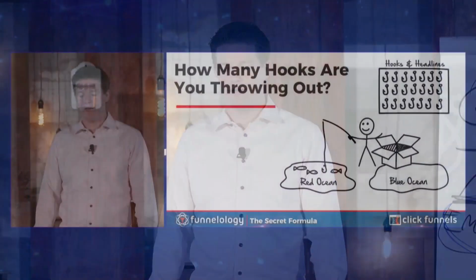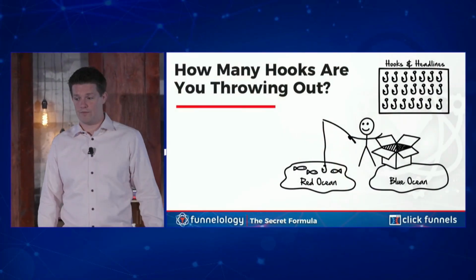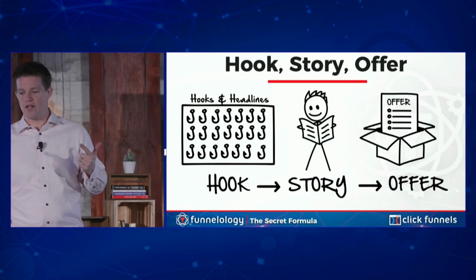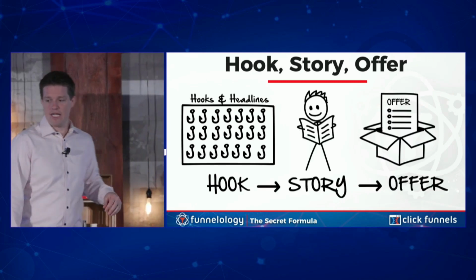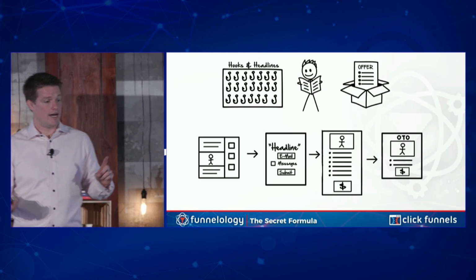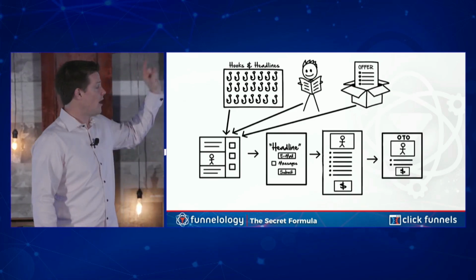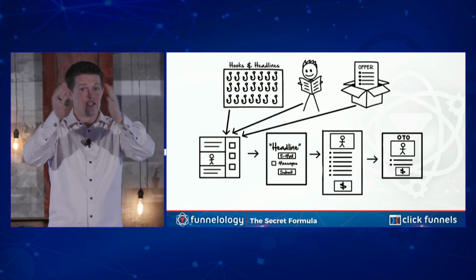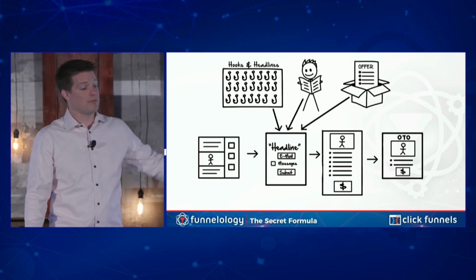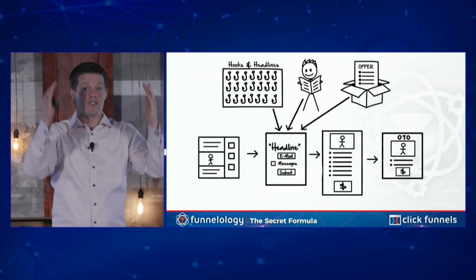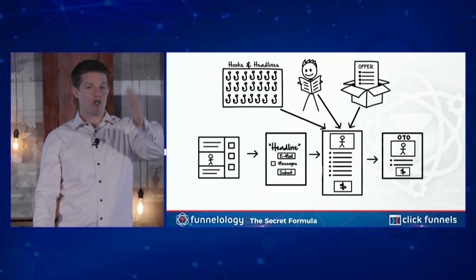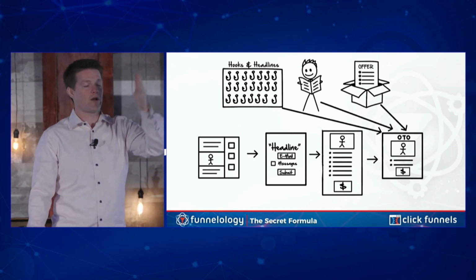Okay? So my question for you is, how many hooks are you throwing out? My guess is you need to throw out a whole bunch more. Okay? All right, so hook, story, and offer. That is the bait section here in the secret formula. Now remember, with hook, story, offer, every single page in your funnel has a hook, story, and offer. Okay? On your ad, there's a hook, there's a story, there's an offer. Okay, then they click, then they come to your landing page. There's a hook, there's a story, there's an offer. Then they go to your sales page, there's a hook, there's a story, there's an offer. They go to your upsell page, there's a hook, story, and offer.